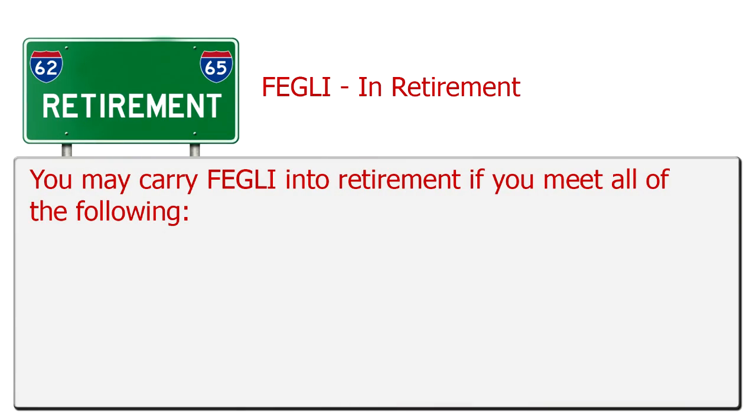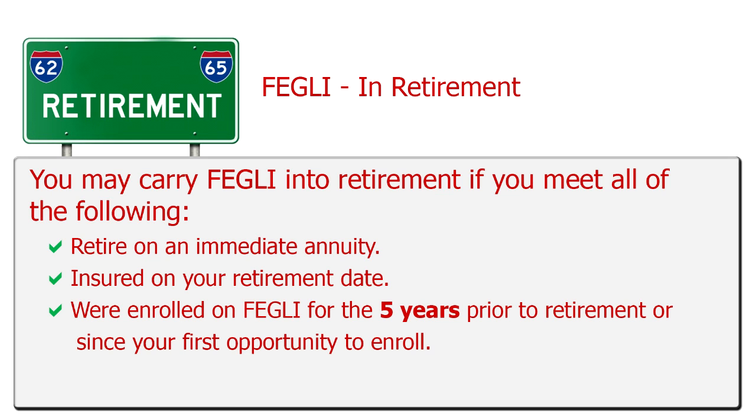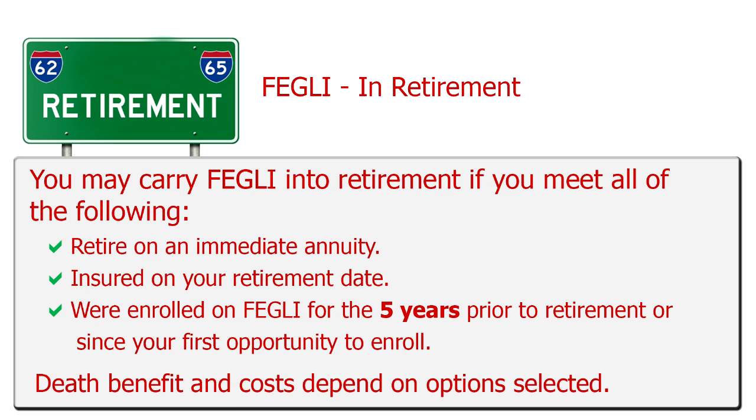Now let's discuss your choices when you transition into retirement. What decisions will you have to make when you submit your retirement paperwork? In order for you to continue FEGLI Basic into retirement, you must meet the following: retire on an immediate annuity, you must be insured at the date of retirement, and you must be enrolled in FEGLI at least 5 years prior to retirement or since your first opportunity to enroll.